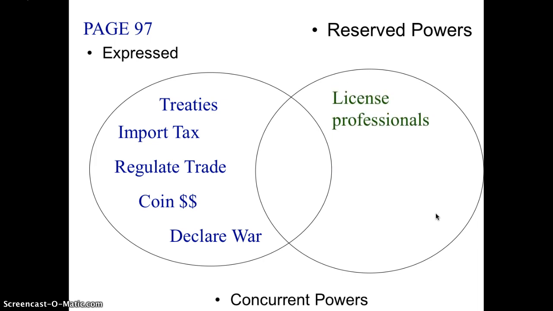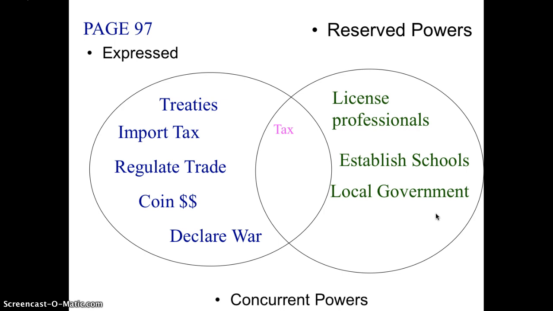Reserved powers, again, are those that only belong to the state governments, such as licenses for professionals, such as teachers, doctors, lawyers. That is a state-by-state license. Establishing schools. The states decide what graduation requirements are going to be. They decide when school is going to go into session, when school will be out of session. All of those decisions are made at a local level. Establishing local governments, such as mayors or city councils, governors, that kind of stuff.